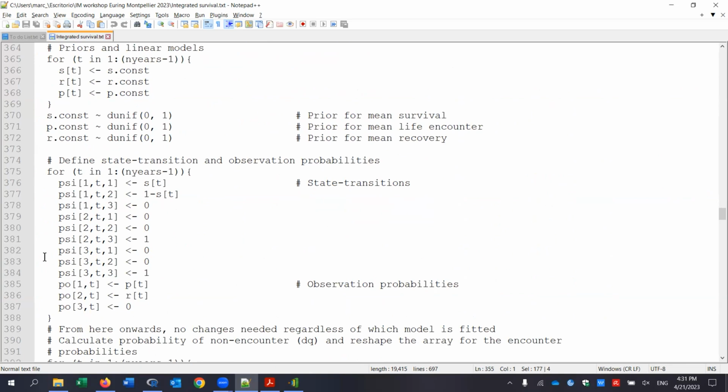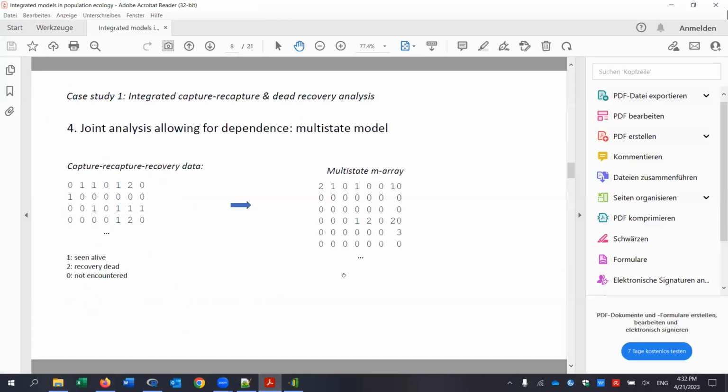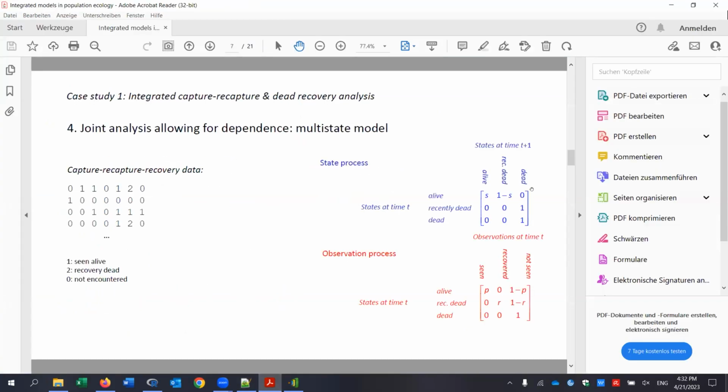The most important part is maybe this bit here. So this is the definition of the state transition matrix. We call this psi. So we have here a state transition from state 1 to state 1. That's the survival. Here is a transition from state 1 to state 2. That's mortality. And then the transition from state 1 to state 3. That's 0. So basically, it's this matrix here, the state transition matrix that we define in JAX.